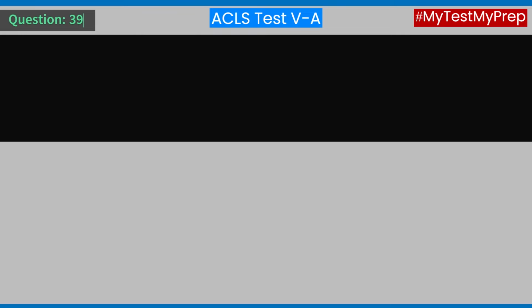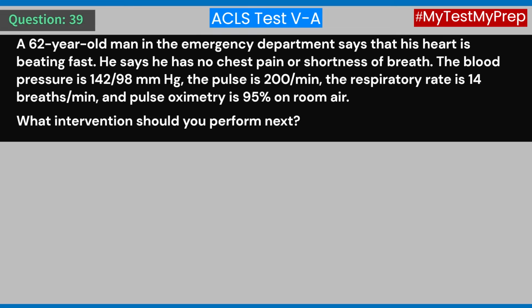Question 39. A 62-year-old man in the emergency department says that his heart is beating fast. He says he has no chest pain or shortness of breath. The blood pressure is 142/98 mmHg, the pulse is 200 per minute, the respiratory rate is 14 breaths/min, and pulse oximetry is 95% on room air. What intervention should you perform next?